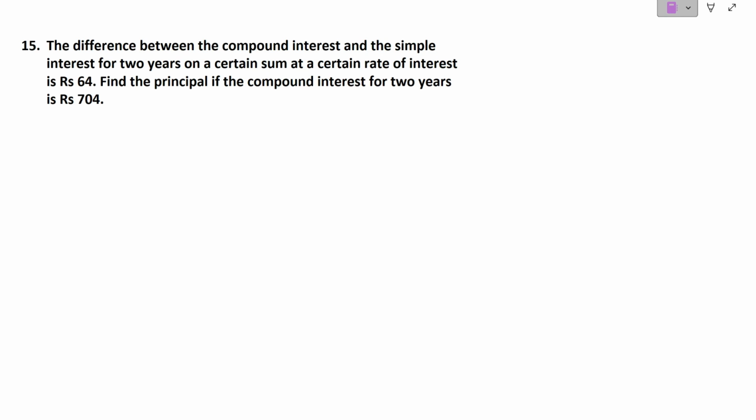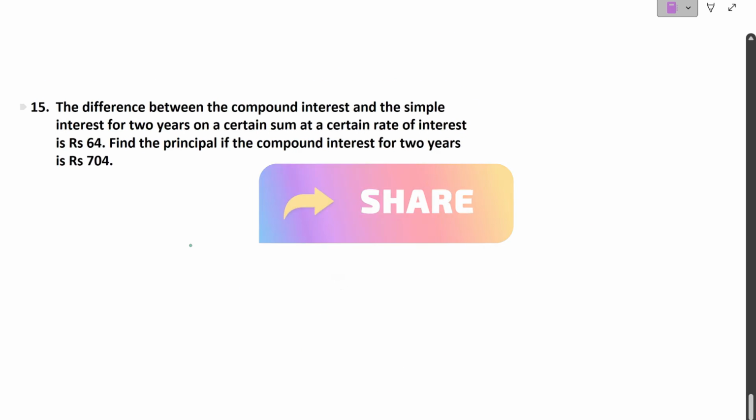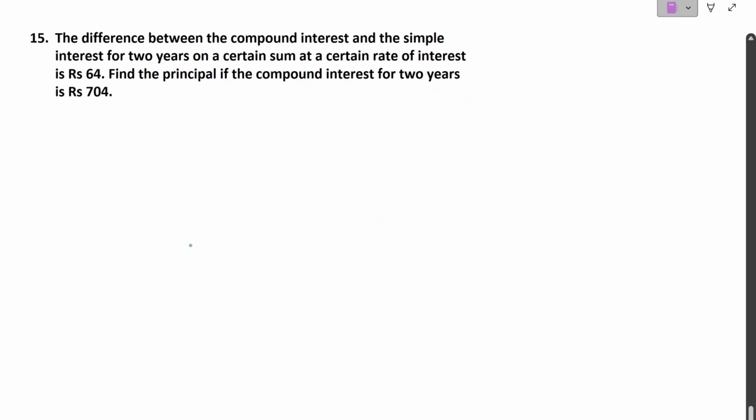Find the principal if the compound interest for 2 years is rupees 704. So let the original principal be P. Let's call it P. Now, obviously, this question is based on the concept of simple interest and compound interest.